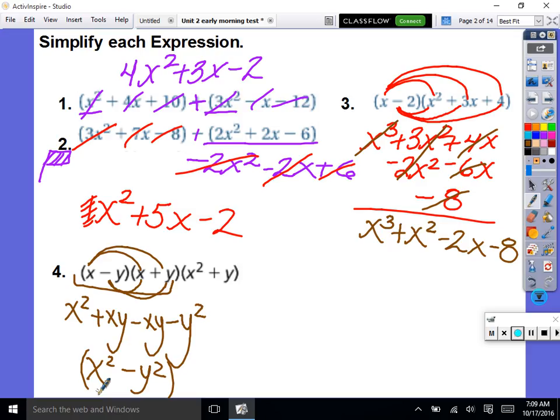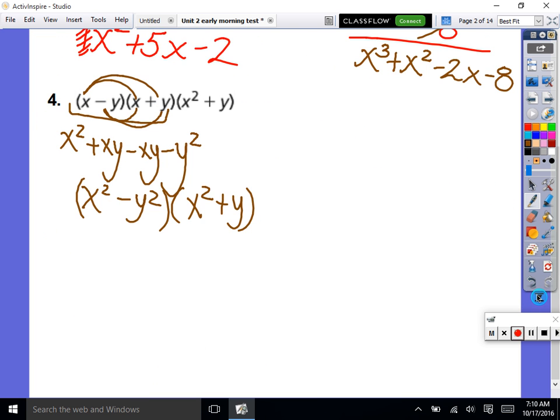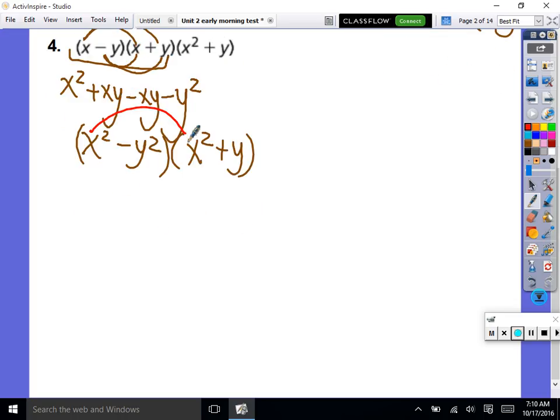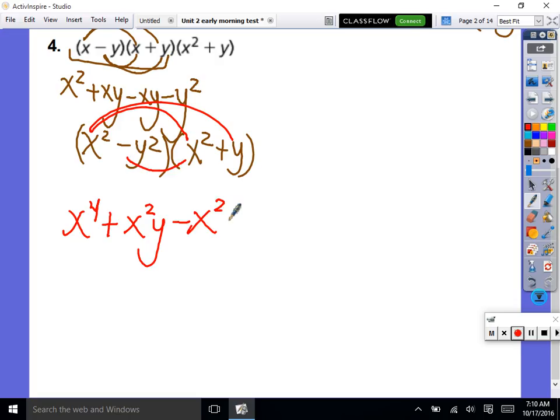And now we'll multiply in the x squared plus y. Okay, let's do that. Just to make sure we're good. So we're going to start here and distribute. X squared times x squared is x to the 4th. X squared times positive y is positive x squared y. Is everybody good with that? Negative y squared times positive x squared is negative x squared y squared. Does everybody see why? I could put y squared x squared first. Negative y squared times positive y is negative y cubed, right? Everybody good?